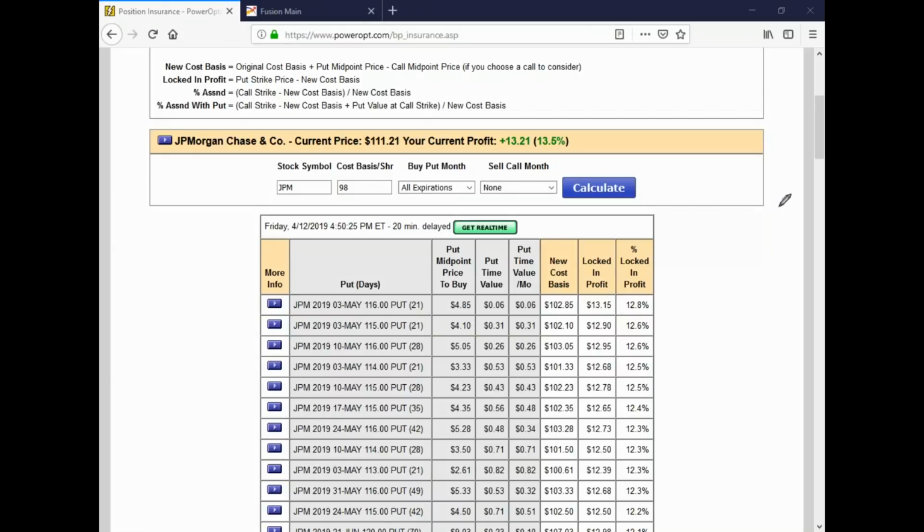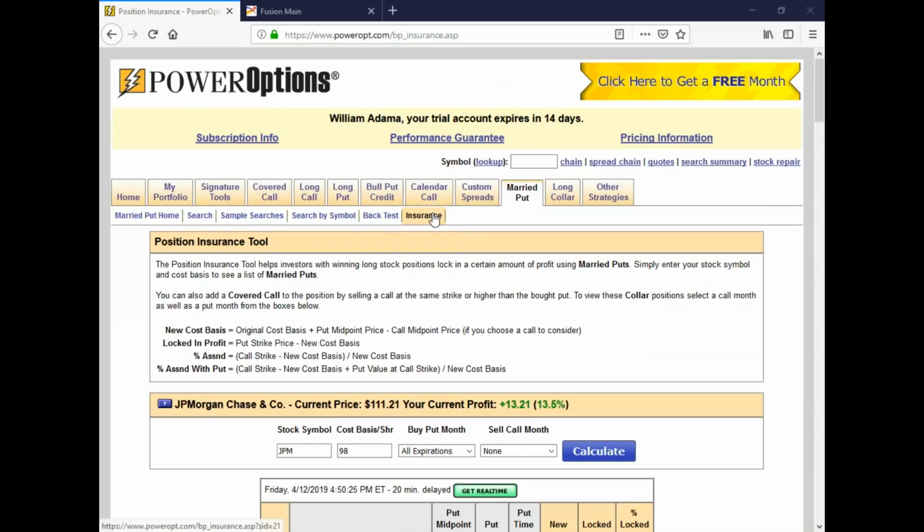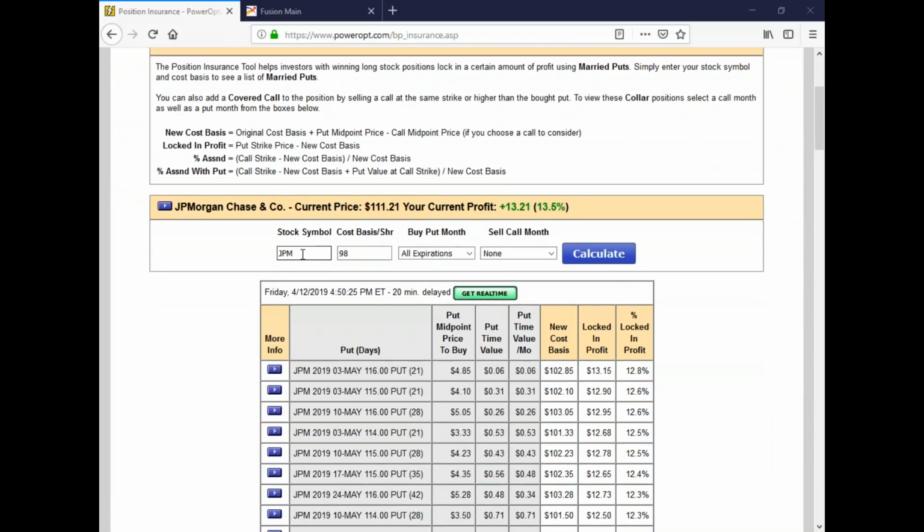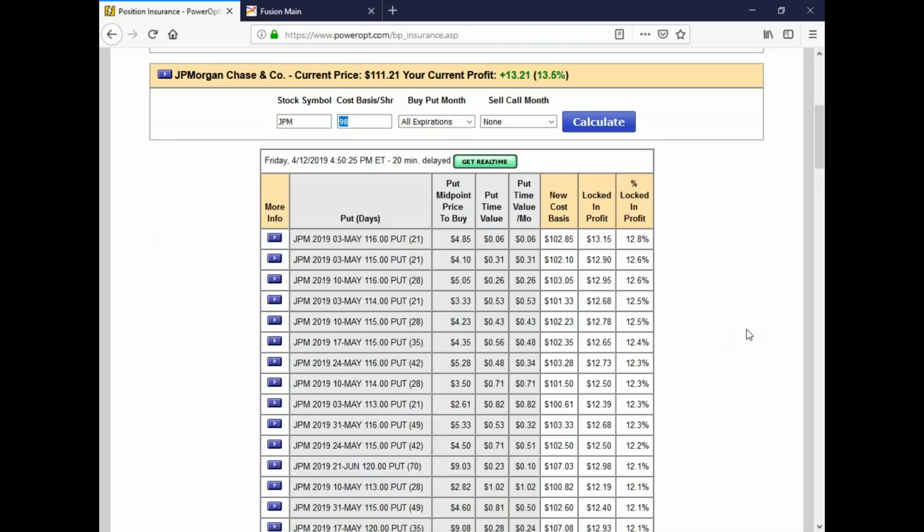So, the insurance tool. Access under the Married Put tab or the Collar tab, long collar. Just put in your stock symbol, your cost per share, and I left it at all expirations. And what this tool does for me right now is it shows me my unrealized gain of 13.5% on this position.